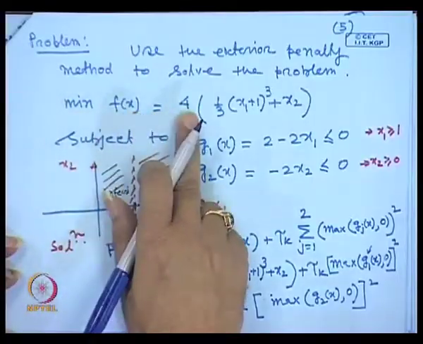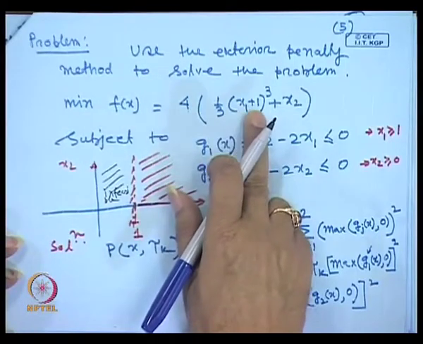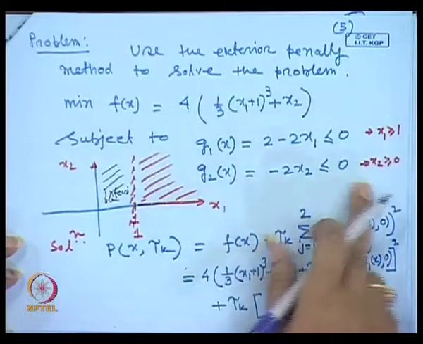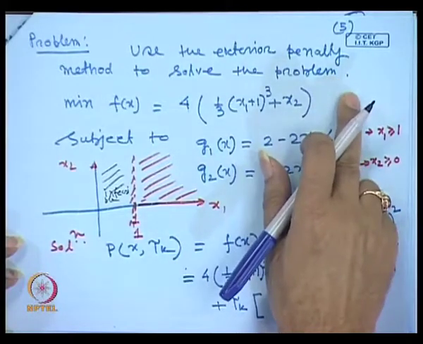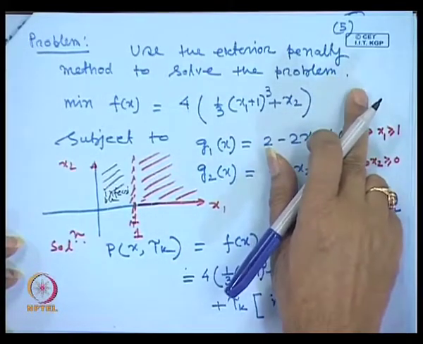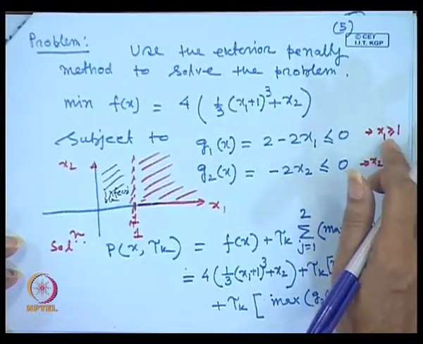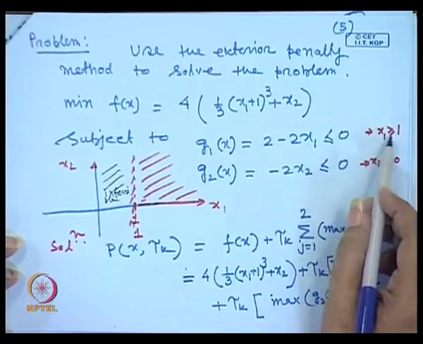So, last class we took one example of a nonlinear programming problem: f(x) = 4/3 (x1 + 1)^3 + x2, subject to these constraints, and we have to solve this problem using the exterior penalty function method. Then we saw that x1 greater than or equal to 1 and x2 greater than or equal to 0 form the feasible region.